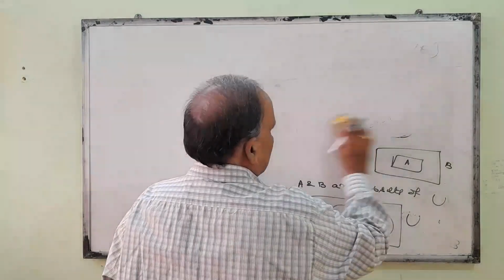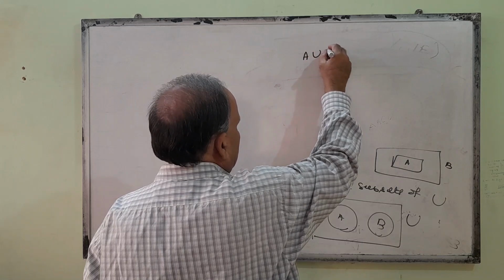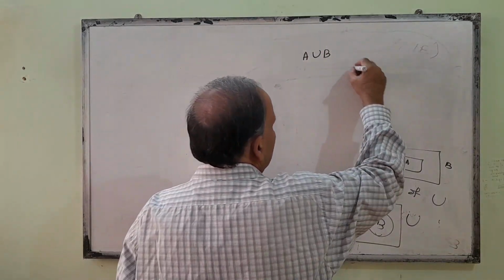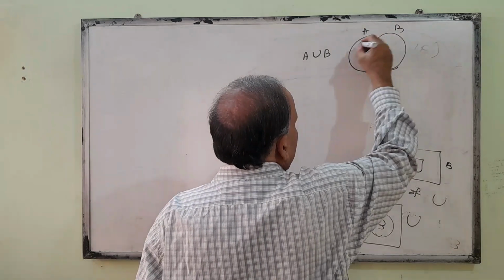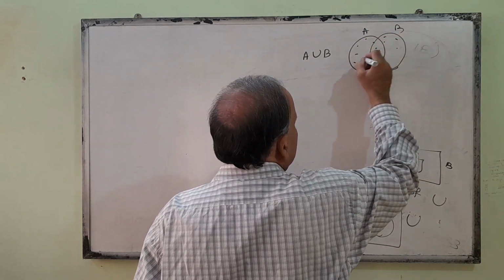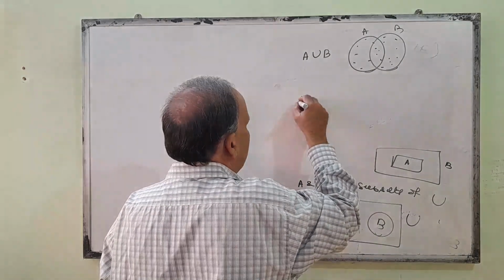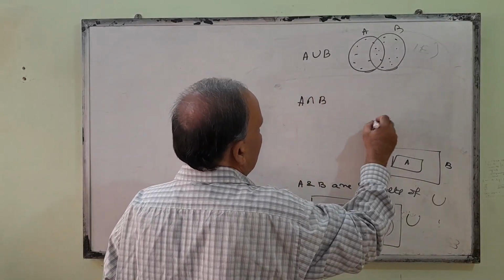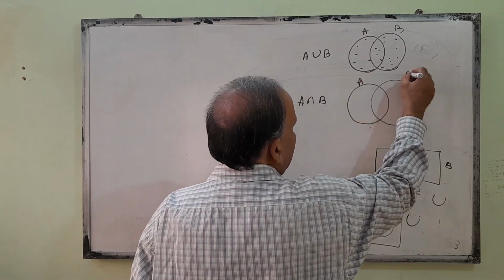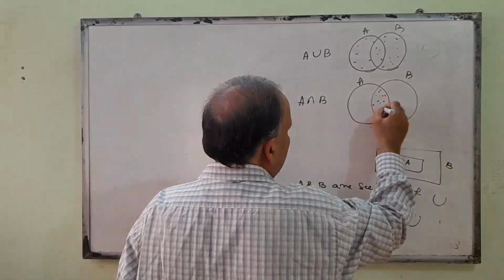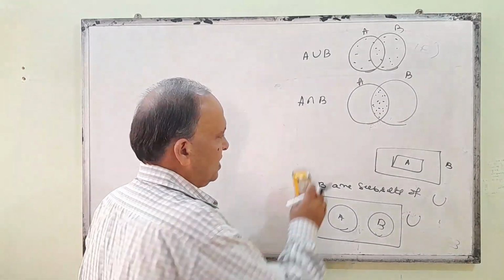Again, in the next topic you will read A union B. A union B, you draw like this. This is your A and this is your B, and these are all the elements in A and B. This is called A union B. Similarly, A intersection B, you draw like this. That means which are common in both A and B. You dot this point here. This is the A intersection B.